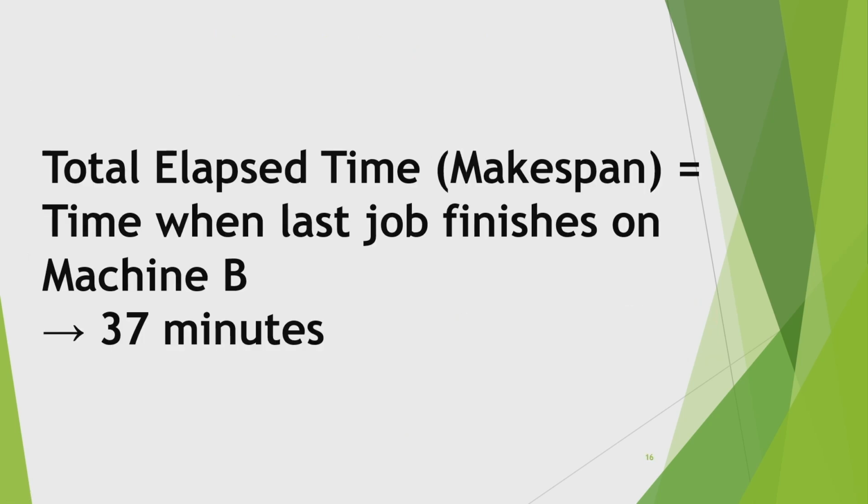So we see the total elapsed time, that is also called makespan, is equal to the time when the last job finishes on machine B, and therefore 37 it has come. So our motive can be to reduce the makespan time, okay. For that purpose we can do optimization. Now these can be very advanced methods also, or it can be done using software. So we will not go into too much detail about that. Other than Johnson's method, which we have already covered, there are various ways to minimize the makespan.